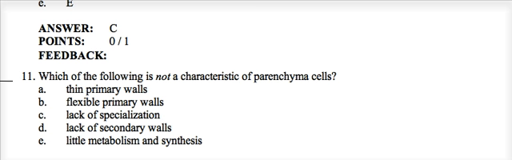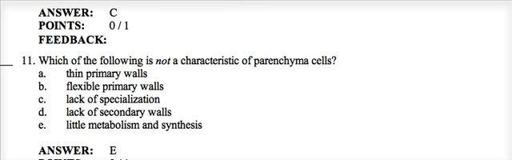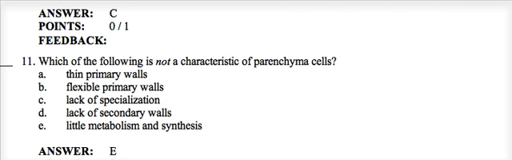Which of the following is not a characteristic of parenchyma cells? Thin primary walls, flexible primary walls, lack of specialization, lack of secondary walls, or little metabolism and synthesis. All right, pause if you don't want to hear the answer. The answer is E.